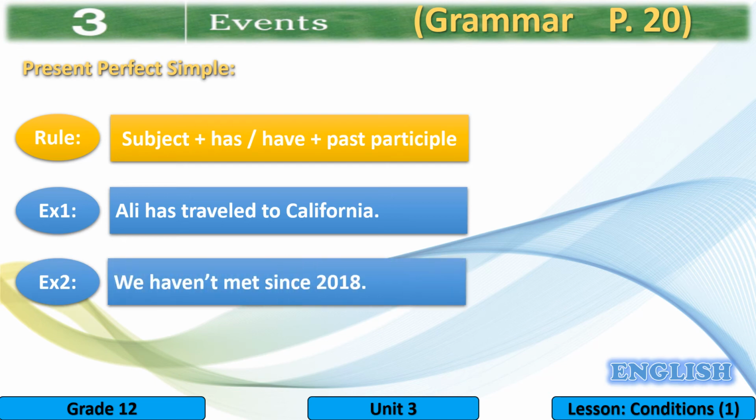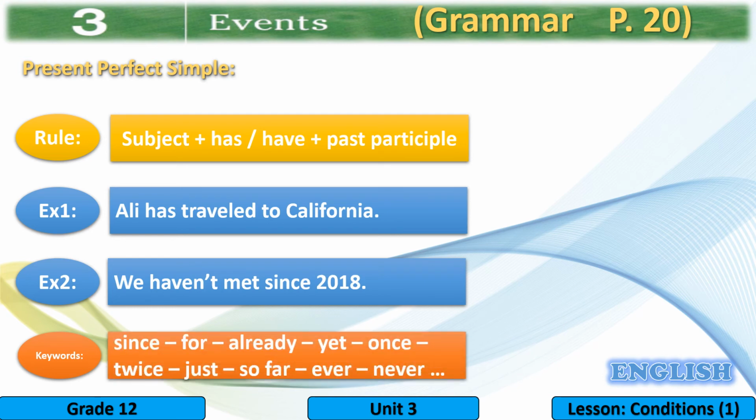Example number 2, we haven't met since 2018. So the subject is the pronoun we, which is plural, and so we use have or haven't. Then the past participle form of the verb met. Now, the following are the key words that may help you find the present perfect simple. We have the words since, for, already, yet, once, twice, just, so far, ever, never, and so on.